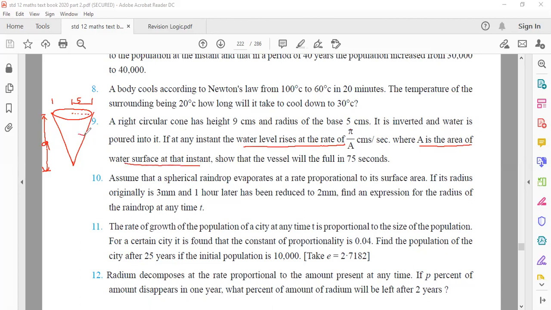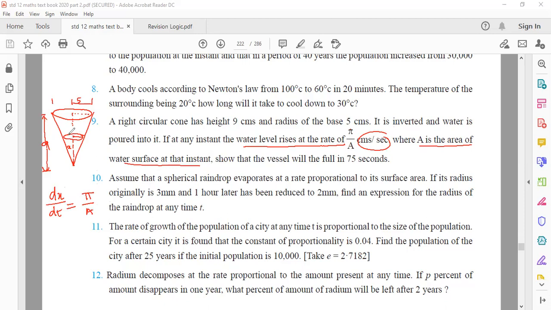So imagine at a particular instant, the water level is like this. At that time, let's take the height as x. Remember, the radius will not be the same as 5. The radius will be different here, so we'll have to calculate that. Now they have given us only this much: the rate of change of height, dx by dt, is equal to pi upon A centimeters per second. That means everything is calculated in centimeters.